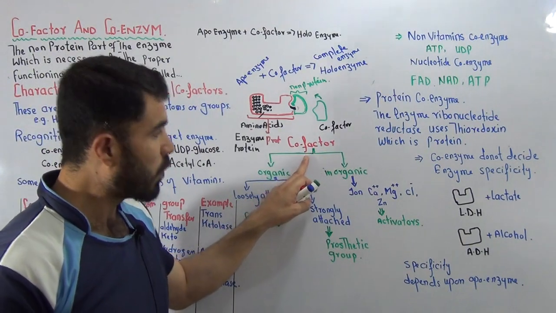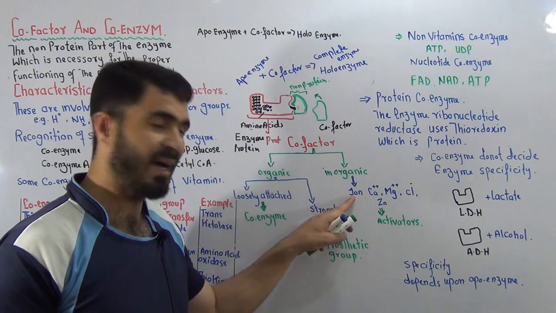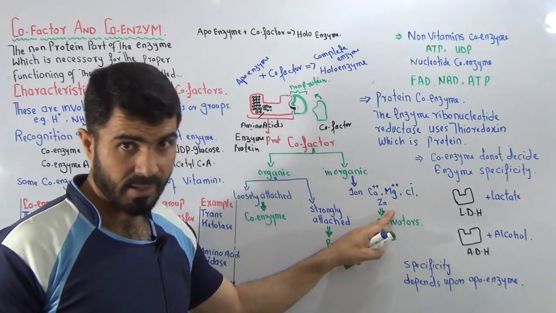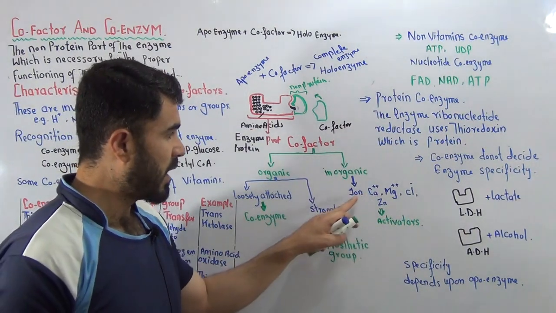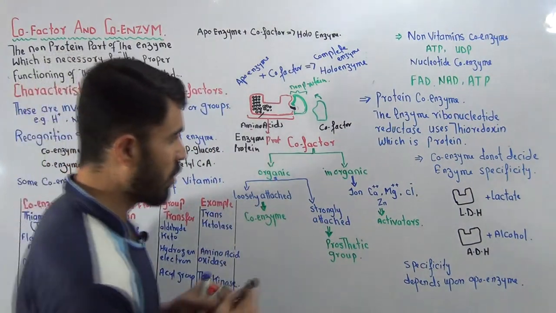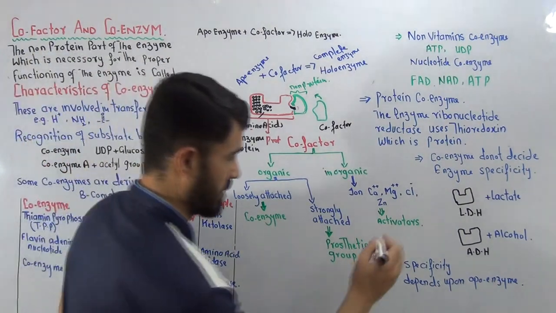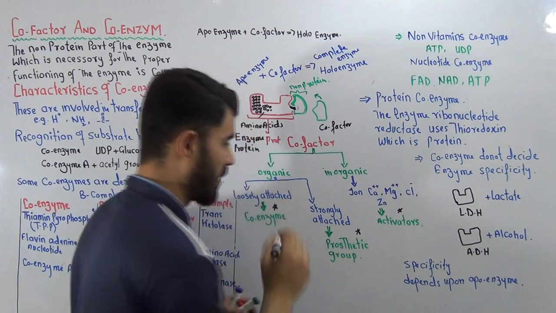Then if this cofactor is inorganic, maybe it is an ion: calcium ion, magnesium ion, chloride ion, zinc ion, manganese ion. In this case, these cofactors will be called activators. So now we have three types of cofactors: activators, prosthetic groups, and coenzyme.